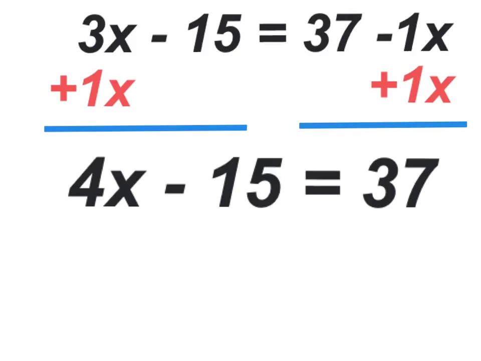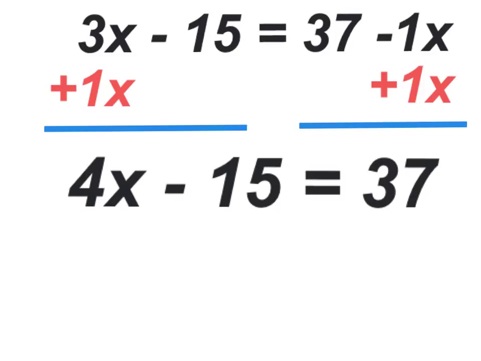But anything you do to the right side of the equation, you have to do to the left side. So since I added 1x to the right, I have to add 1x to the left. On the left, I already had 3x, and 3x plus 1x gives me 4x. Now my equation is a basic two-step: 4 times x, minus 15, is equal to 37. You can look at this as 4 times what number, minus 15, equals 37.